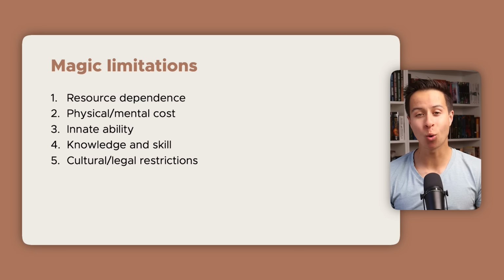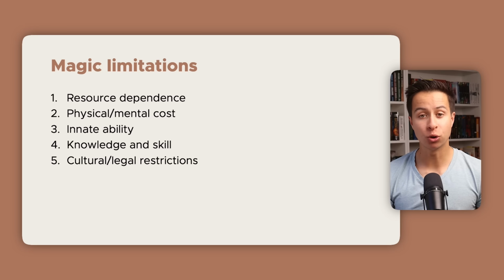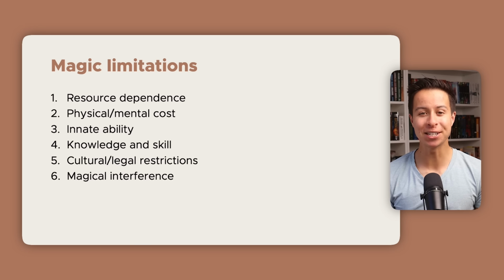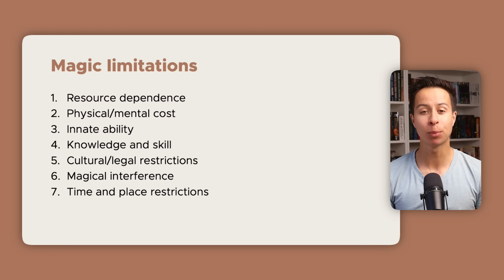Number 5, cultural or legal restrictions. Perhaps your society has rules around how your magic is allowed to be used. This could be due to fear or religious beliefs or something else entirely. Number 6, magical interference. Maybe there's certain conditions that interfere or disrupt the ability to use magic.